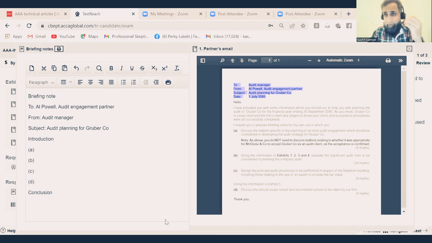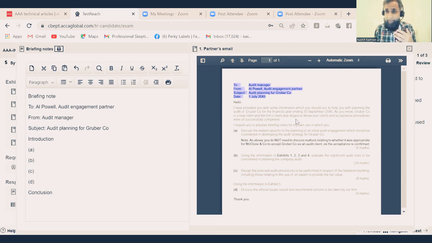Now, you don't know what is to be done in A, B, C, and D, but let's start reading it. The partner says, hello, I have provided you with some information which you have to use with planning the audit of the Grubber company for the financial year ending 30th of September 2025. As you know, Grubber is a new client of the firm, and the client due diligence and acceptance procedures were all successfully completed.